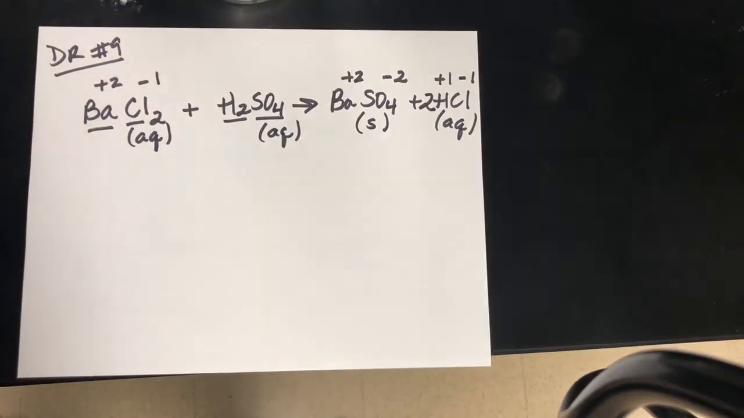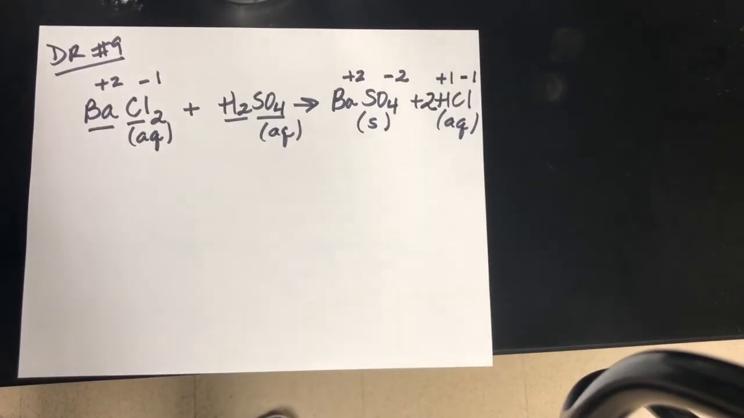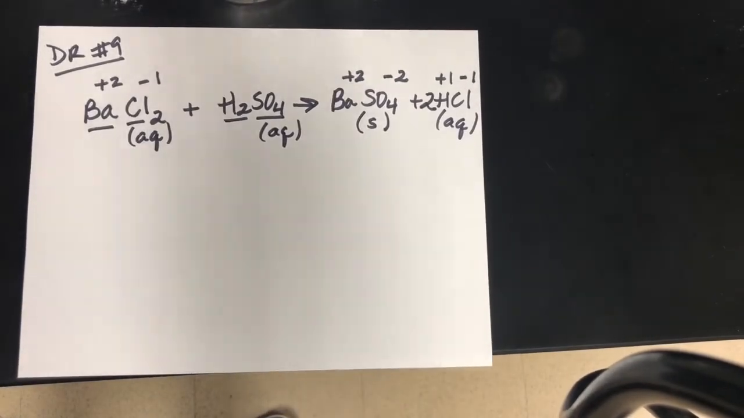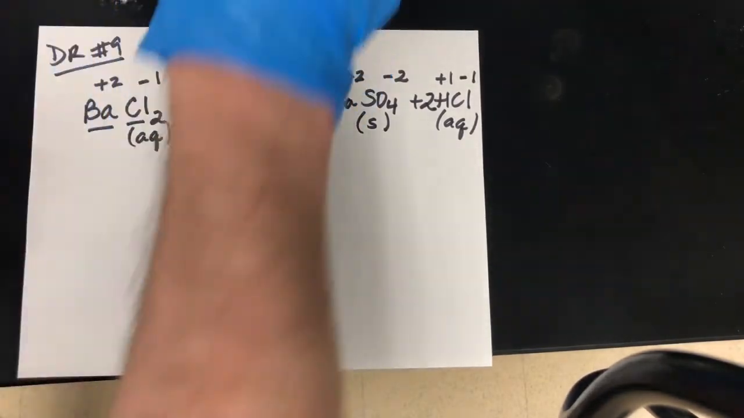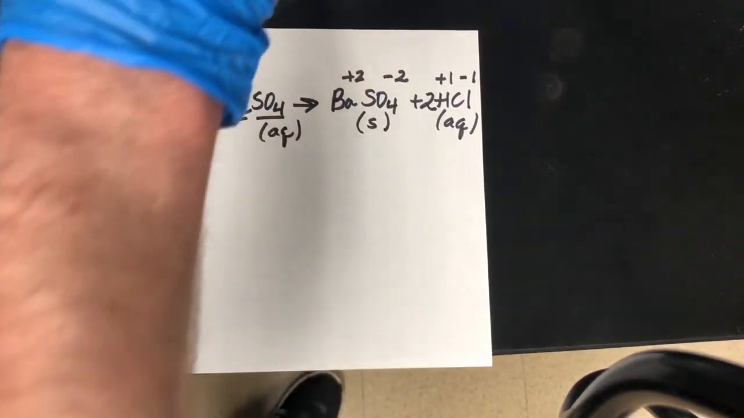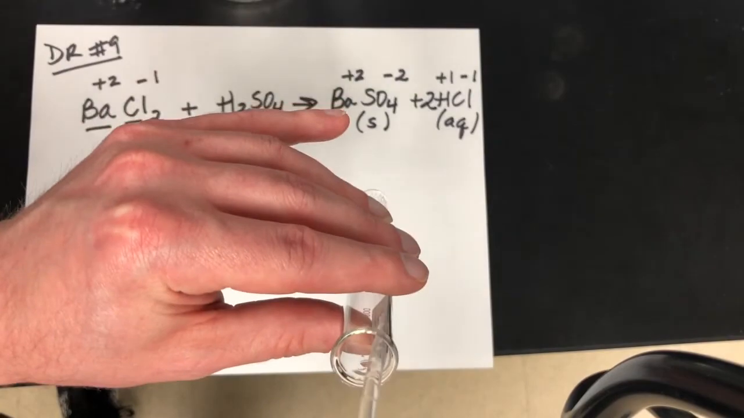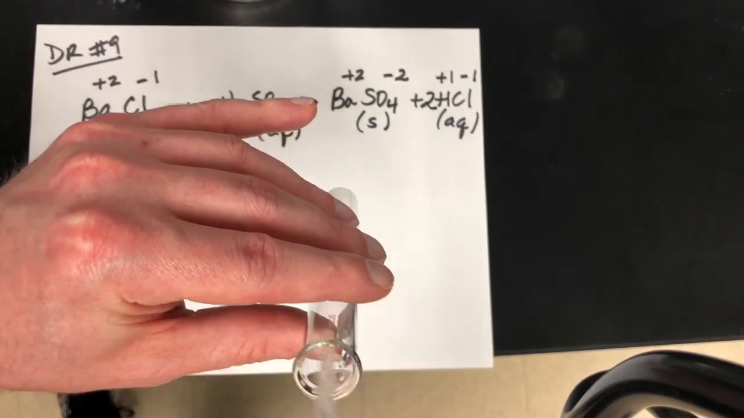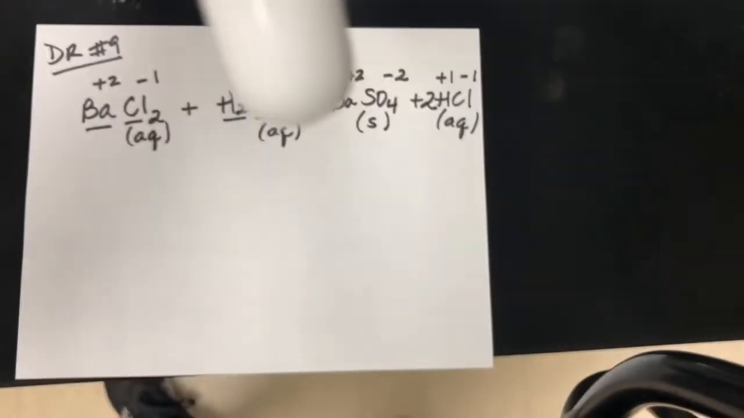So we're looking at barium chloride, so it's a clear solution. I'm going to take a squirt of that and get a little more in my test tube. And I'm going to take some sulfuric acid. And as you can tell, a white precipitate was formed. Okay, so a milky white precipitate formed.